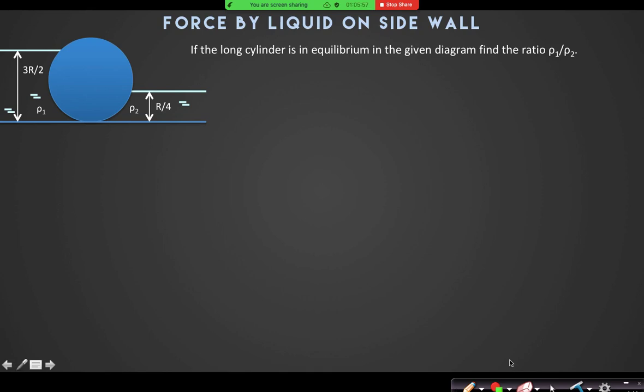If the long cylinder is in equilibrium in the given diagram, what is the ratio of rho 1 and rho 2? This long cylinder has liquid of density rho 1 on one side and density rho 2 on the other side, up to heights given in your diagram. It is in horizontal equilibrium as well as vertical equilibrium. Vertical equilibrium is balanced by weight and normal force. You don't have to measure the vertical forces, only the horizontal forces you have to check.